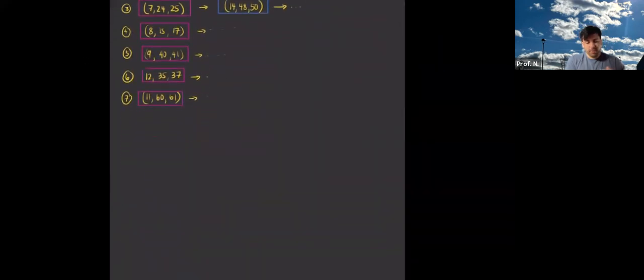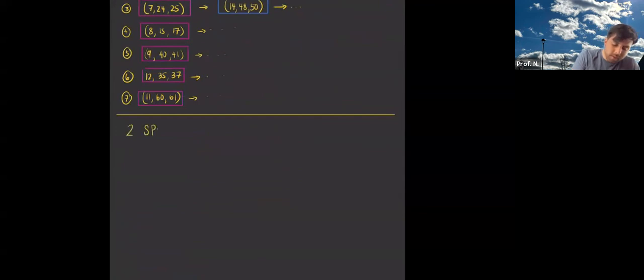Now, before we even continue with the whole trig stuff, we also have to discuss what are called two special right triangles. And you must have seen this in your geometry class, if you've taken one. So we have two of them. They're called special.